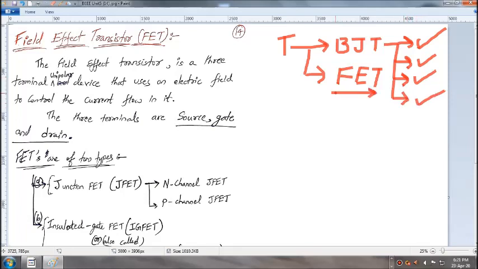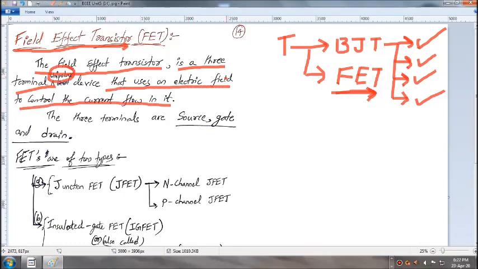In the next half of the unit, we are going to learn FET. FET stands for Field Effect Transistor. The field effect transistor is a three-terminal unipolar device that uses an electric field to control the current flow. So what is a unipolar device?